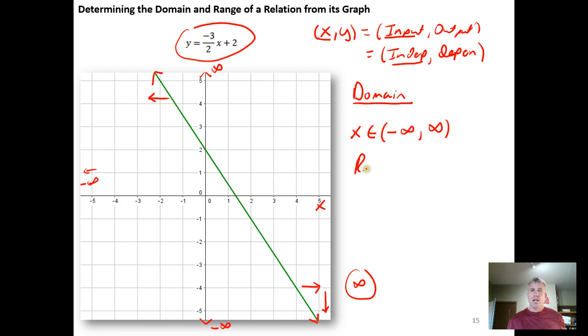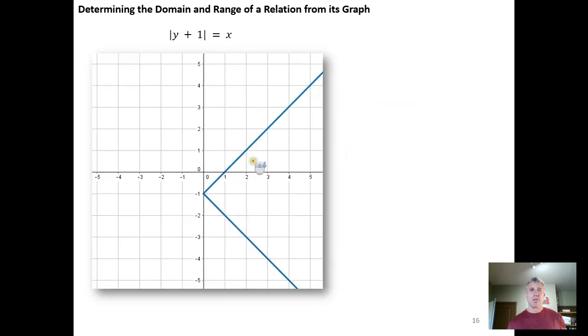And for the range, we just have to identify what's going on in the y direction. What's going on with respect to this vertical axis. This vertical axis is the y-axis. So again, this arrow here has a vertical component pointing towards infinity. And down here on the bottom end, this arrow has a vertical component pointing with respect to the y-axis towards negative infinity. So we see that y is an element also of the interval from negative infinity to infinity, or y can be any real number.